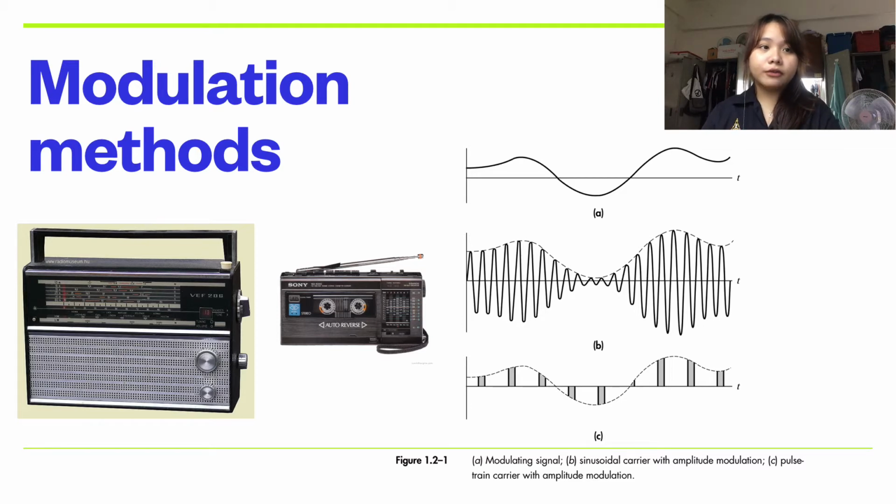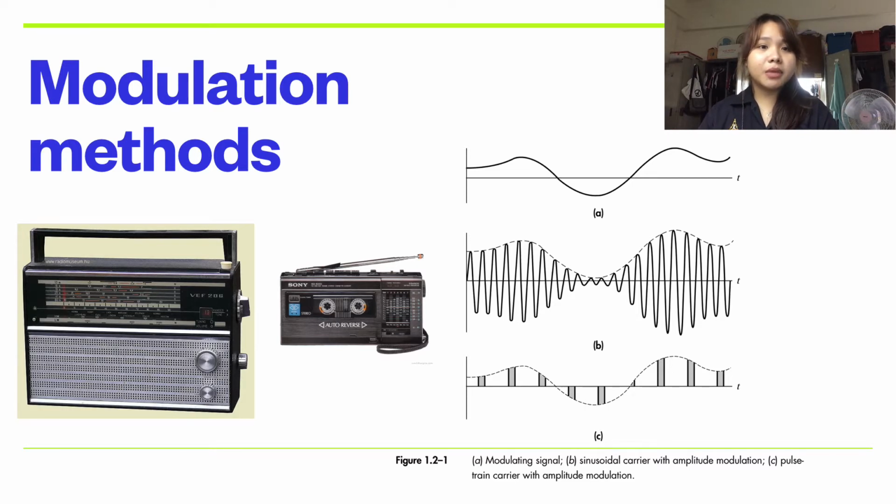demodulation. Figure 1.2-1 depicts a portion of an analog modulating signal, part A, and the corresponding modulated waveform obtained by varying the amplitude of a sinusoidal carrier wave, part B. This is the familiar amplitude modulation, AM, used for radio broadcasting and other applications.